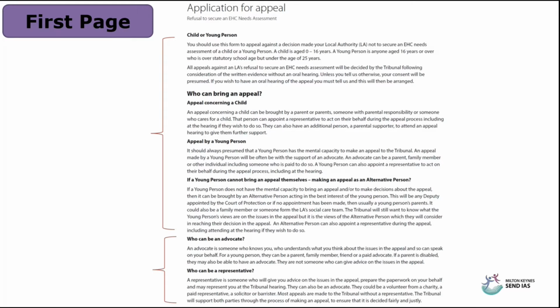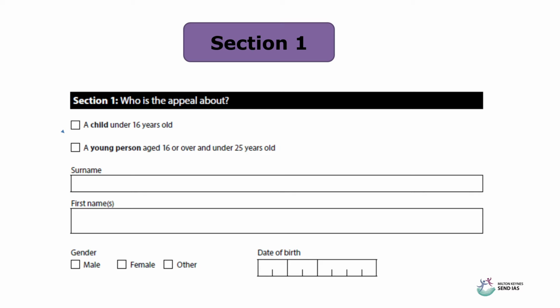The first page of the form gives important information about the SEND35a form. It tells you about who can make an appeal and explains some of the words that you will find written in the form. It is important to fill in the form correctly. If you are filling in the form by hand, you must complete it in block capitals. If you are filling the form in online, you can just type normally.